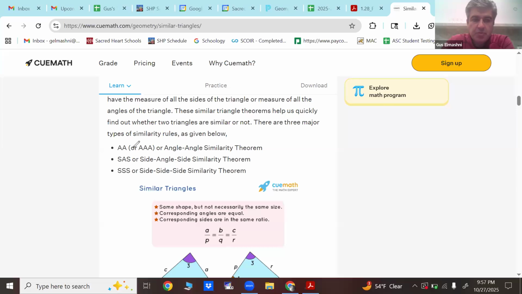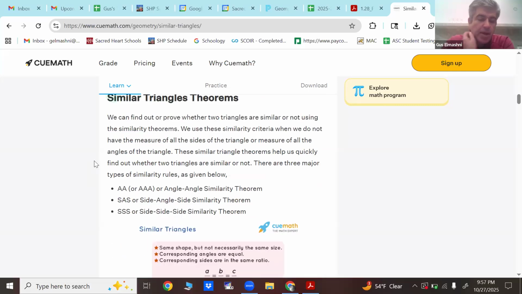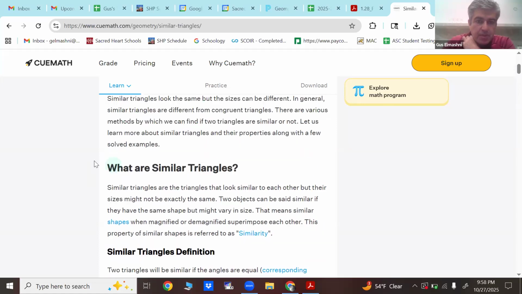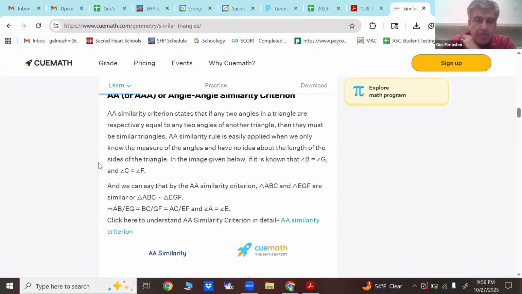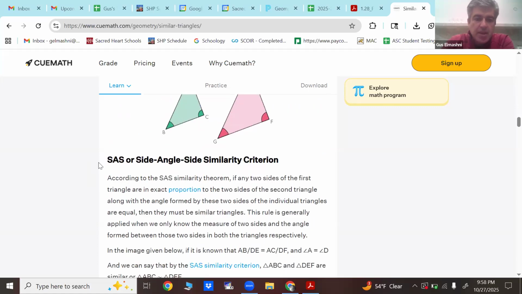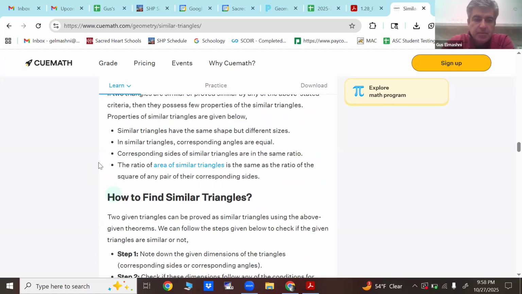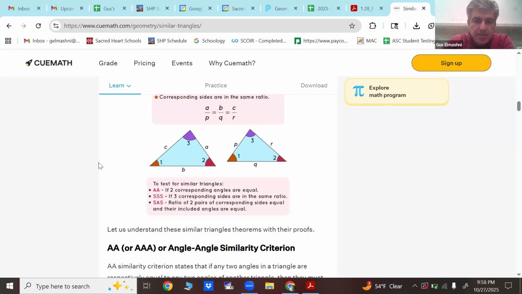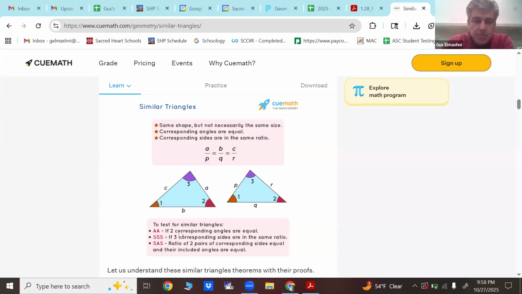I'll share this link, but if you have two pairs of, yeah, so right here, the AA similarity. So if you have two pairs of angles that are congruent, then we could say, hold on, I'm jumping around a little bit here. My apologies. Yes. If you have two pairs of corresponding angles that are equal, that's AA similarity. If three corresponding sides are in the same ratio, that's side proportionality.